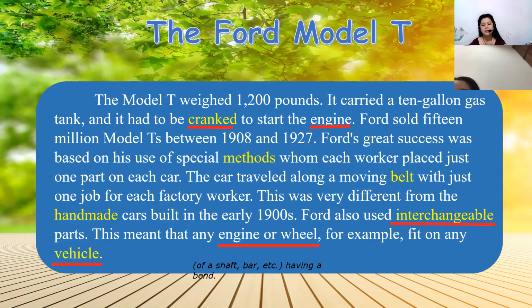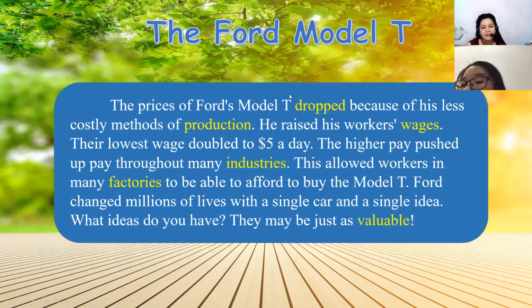Okay, so that's what made the Model T different, because Henry Ford used interchangeable parts. For example, the engine or the wheel, they can fit to any vehicle. All right. Now let's proceed. Can you continue reading the story?